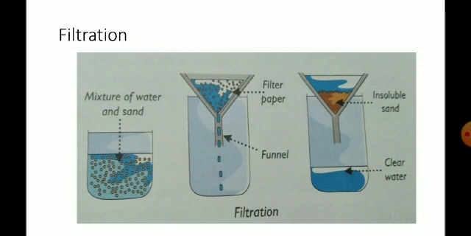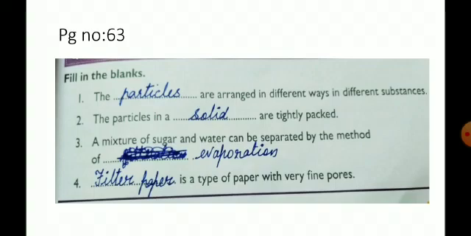So read this chapter 6, page numbers 62 and 63, and do the filling the blanks on page number 63 in the textbook. The particles are arranged in different ways in different substances. The particles in a solid are tightly packed. A mixture of sugar and water can be separated by the method of evaporation. Filter paper is a type of paper with very fine pores.